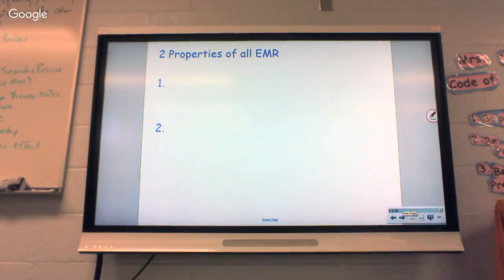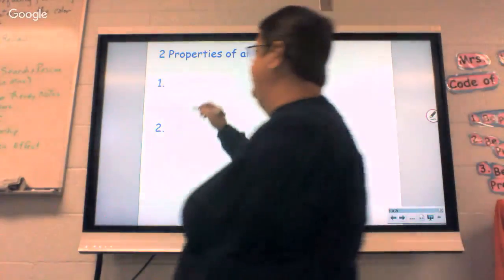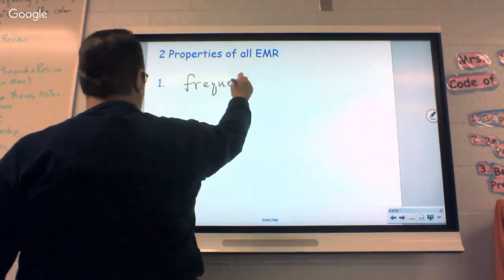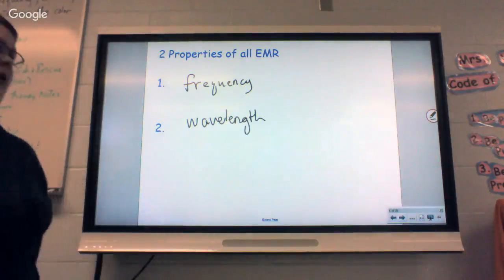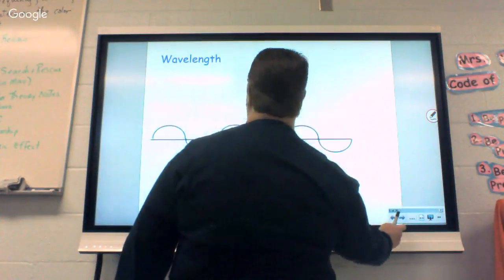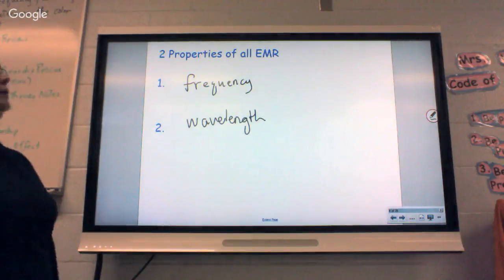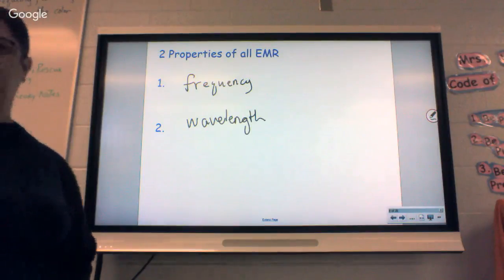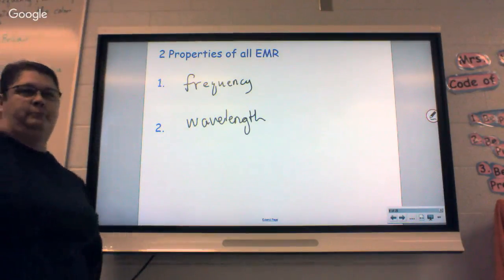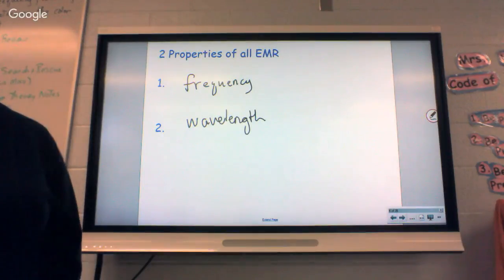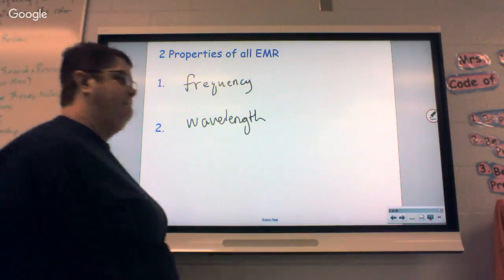They're all there. Now, all of those electromagnetic radiations have two properties. How do we tell them apart? How do we know it's a microwave? It's not a gamma ray. We're not going to get cancer. There you go. Frequency and wavelength. Frequency and wavelength are how we tell them apart. Everybody got it?